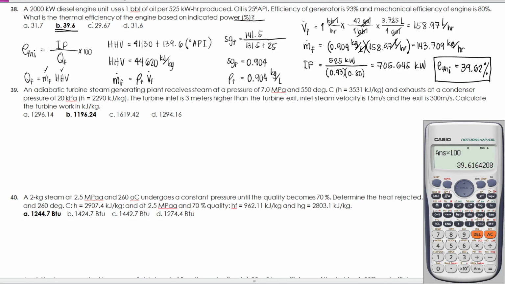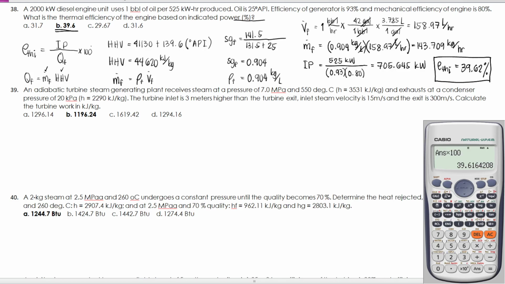So, kung sakali kasi na ang ating hinahanap na thermal efficiency is based on the generated power, so yung 525 na ang ating magiging output. Pero kung ang hinahanap naman natin dyan is based on brake power, so i-divide lang natin siya sa efficiency ng generator. Yun na yung brake power natin. At kung ganito nga na ang ating thermal efficiency is based on indicated power, so yung ating generated power output is dinivide natin ang generator efficiency also with mechanical efficiency. Okay? Para ang makuha natin ay indicated power.